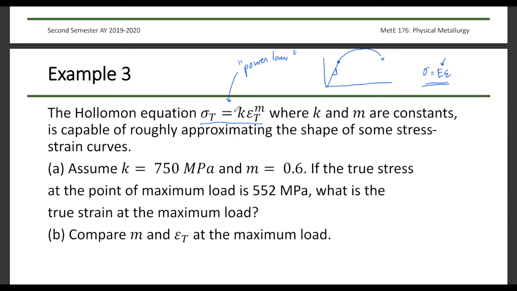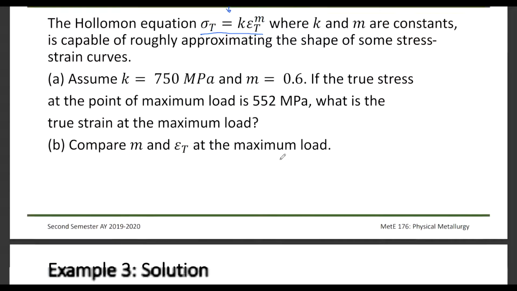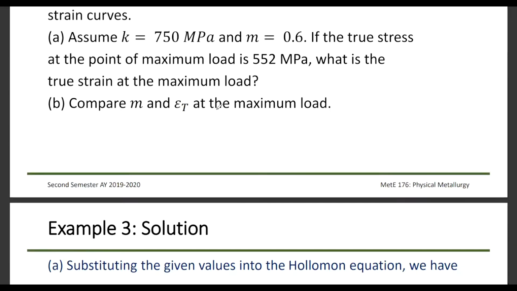Sigma T is equal to K epsilon T raised to the power of M, where K and M are material constants. Tapos we express all the values in terms of its true stresses and true strains. Okay. So if we assume that K is equal to 750 megapascals and M is equal to 0.6, and we know that the true stress at the point of maximum load is 552, then what is the true strain at the maximum load? Now let's compare the M and sigma T at the maximum load.